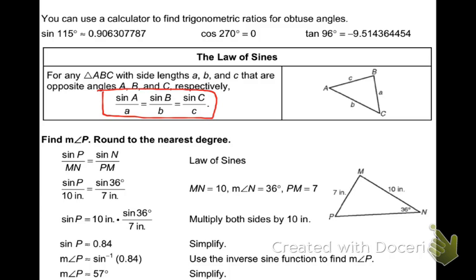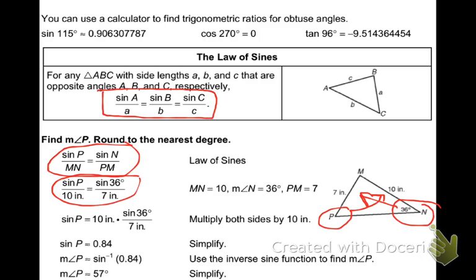Okay, so here they set up the sine of P over MN equals sine of N over PM. Angle N is opposite of 7. Angle P is opposite of 10. So I take the sine of P over 10 equals the sine of 36 over 7. And then from there it's just cross products. You cross multiply and divide.